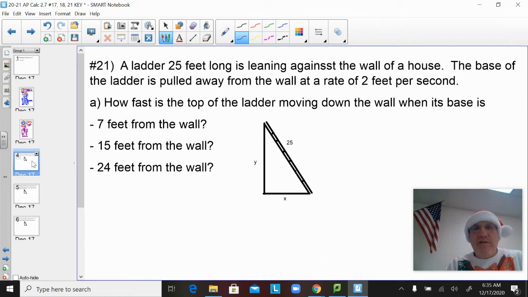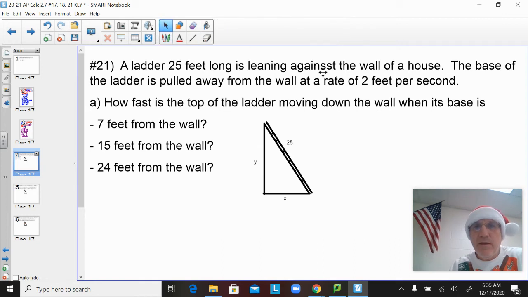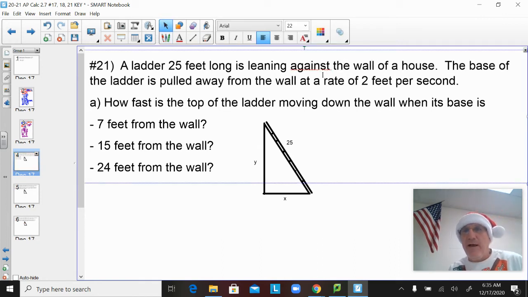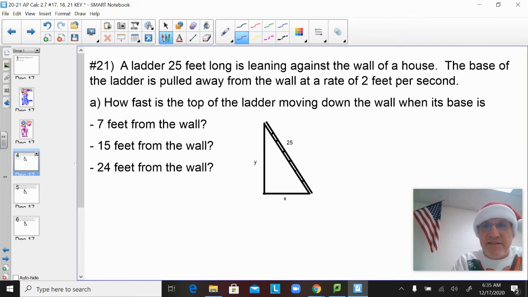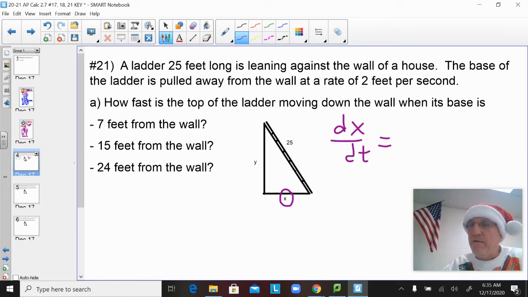And it says a ladder 25 feet long is leaning against, I can spell the word against, despite what it says here, is leaning against the wall of a house. The base of the ladder is pulled away from the wall at a rate of 2 feet per second. So since I labeled this x, I would argue that this problem tells me that dx/dt, being pulled away from the wall, so it's increasing, equals 2.